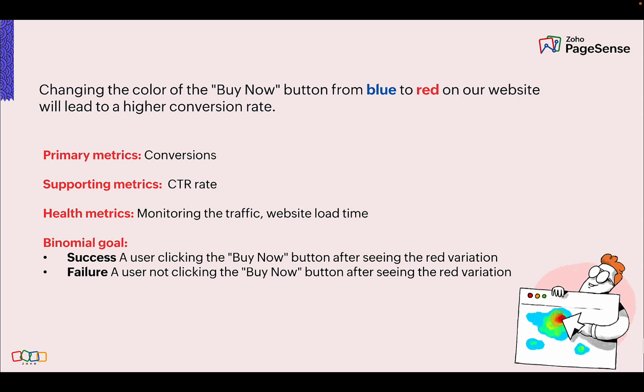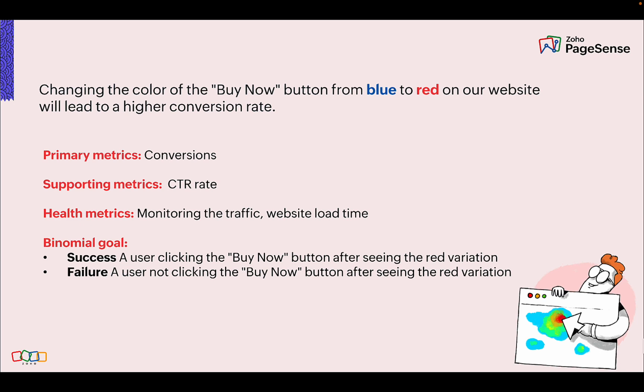You can see that it proposes a specific change, that is changing the color of the buy now button from blue to red, and also predicts an outcome, that is a higher conversion rate. So the primary metric here would be the conversion rate, and the secondary metric would be the CTR, the click-through rate for the buy now button. The health metric here would be the page load time, because you should monitor that changing the button color shouldn't actually impact the website speed.